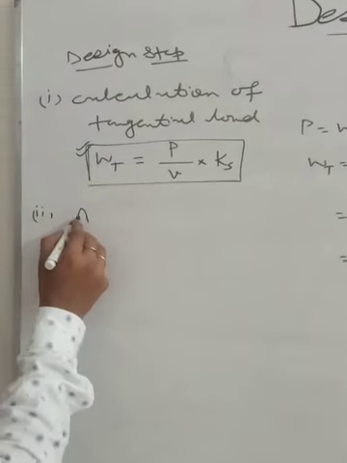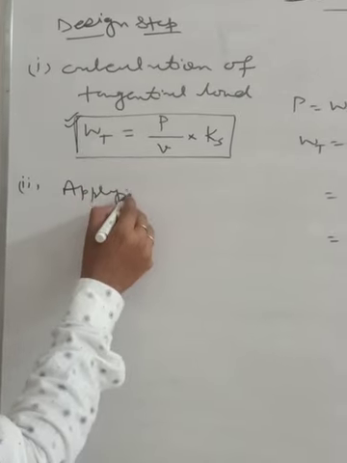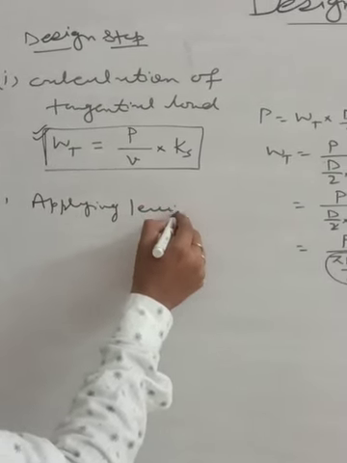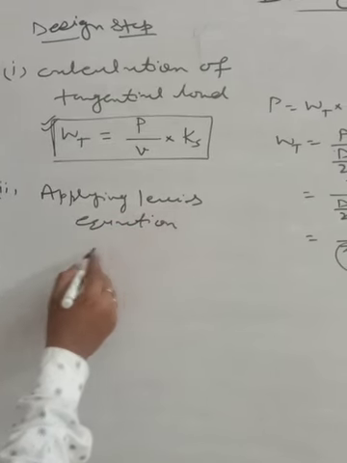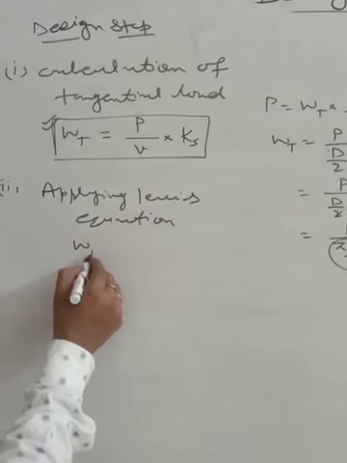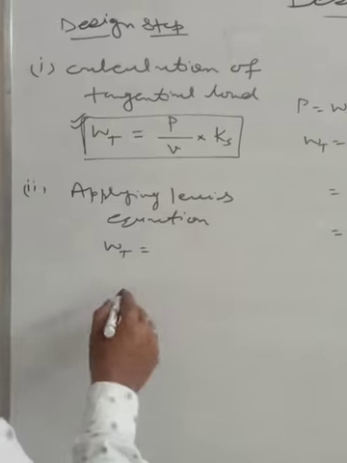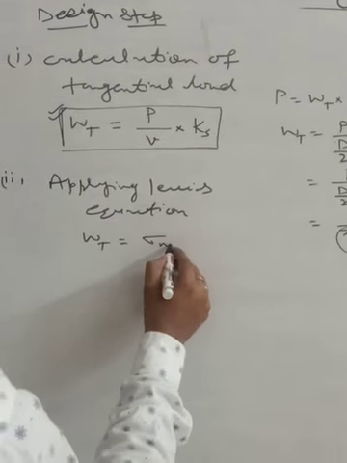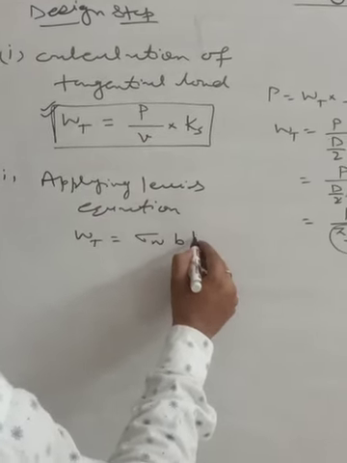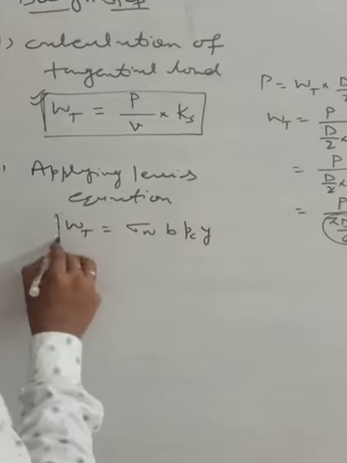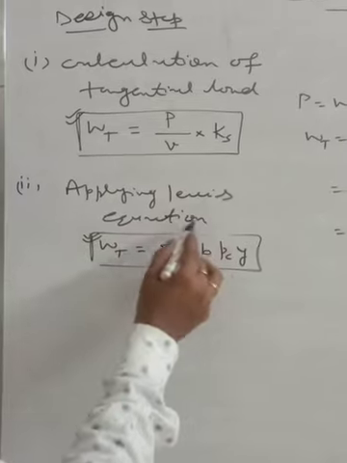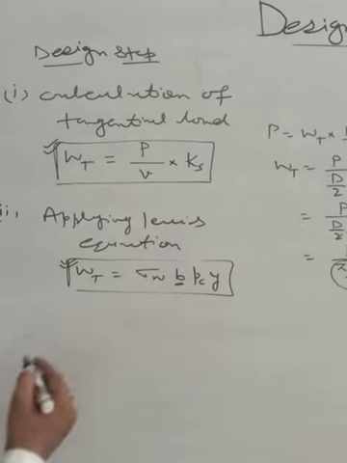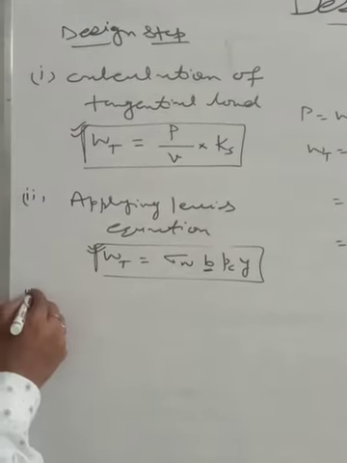Second is applying the Lewis equation. For applying the Lewis equation, firstly you have to find out the weakest section and then apply sigma WB equals Wt into Pc into Y. In this, Wt is from here. By putting this value, we can calculate the width of the gear.